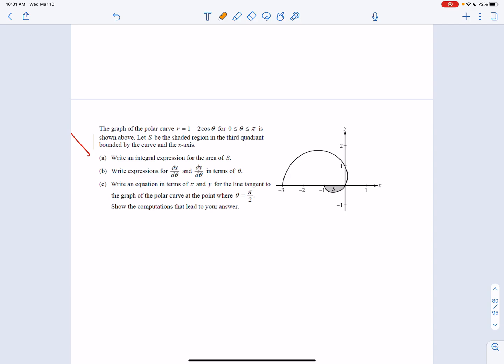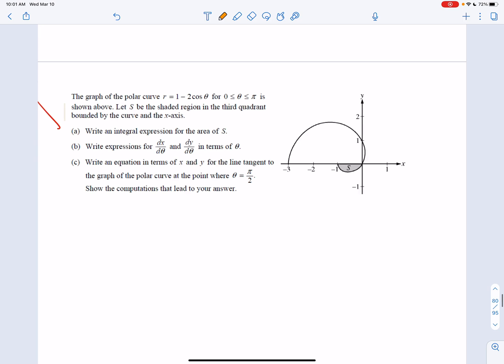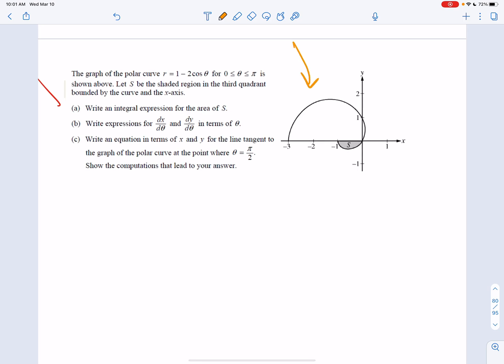This is number 4 of 5, okay? So again, it's helpful that there's a picture. We don't have to graph it. I noticed that r is given. That's the equation here. And we're going from 0 to pi. Just to illustrate, just so you guys know, we're going from 0 all the way to pi. Okay?